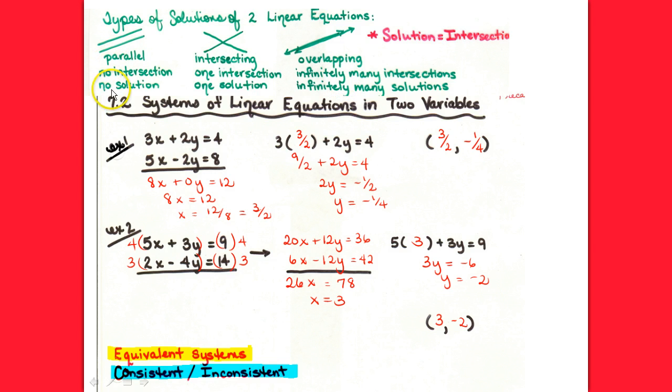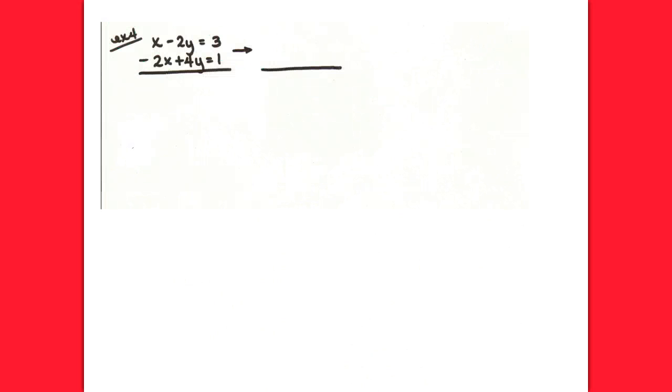So if we get parallel lines, is that consistent or inconsistent? Inconsistent, right, because there's no solution there. What if I get one solution, consistent or inconsistent? Consistent. How about infinitely many solutions? Consistent. Good. All right, so let's look at another example.